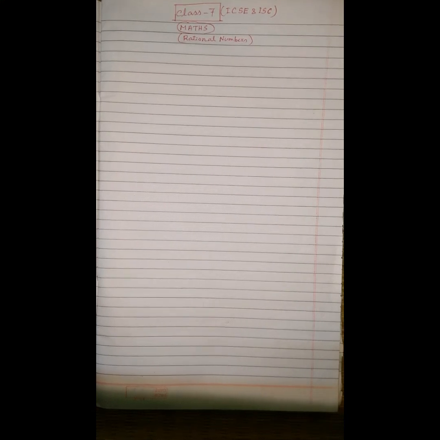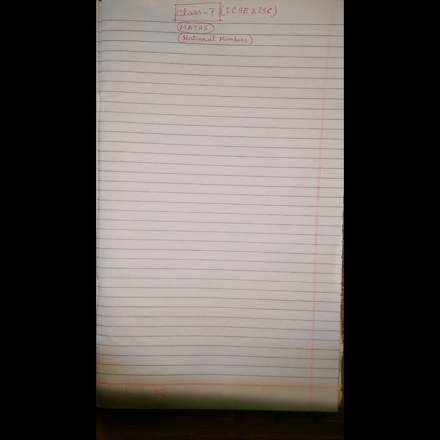Hello students, today I shall discuss class 7 mathematics, some key points of rational numbers. Many students make mistakes in these topics, in various topics they make mistakes.